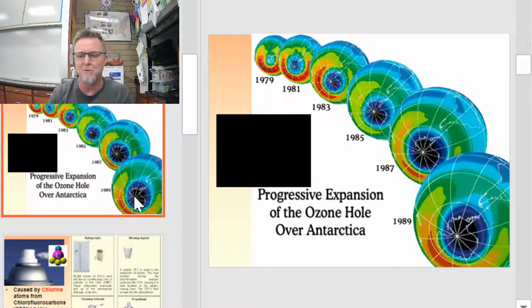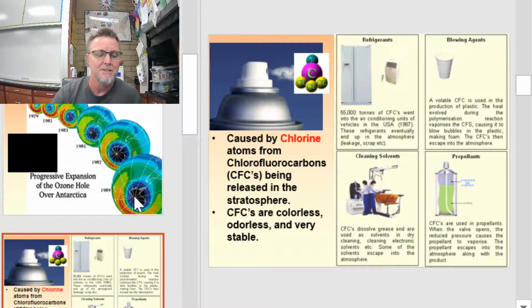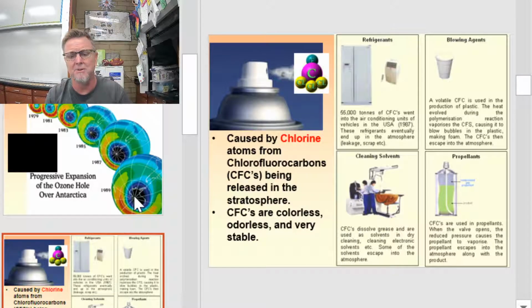This is what the ozone hole looked like from 1979 up through 1989. That big black dot that you see there is Antarctica, and the progressive damage to the ozone hole is all around it. So where did this ozone hole come from? What's the cause? Well, it's a fluorocarbon that has chlorine associated with it. It's called chlorofluorocarbons, and it was once used, as I mentioned a while ago in this video, in propellants. It was used for things like aerosols in deodorants and hairspray. It was used in refrigerators.